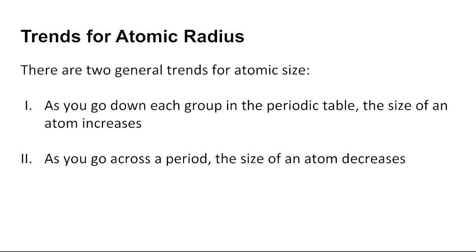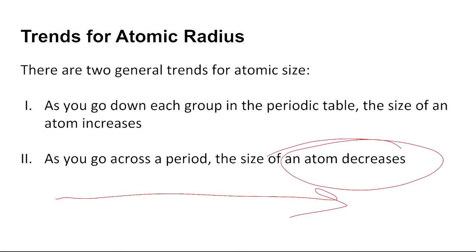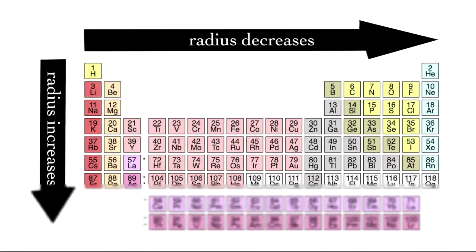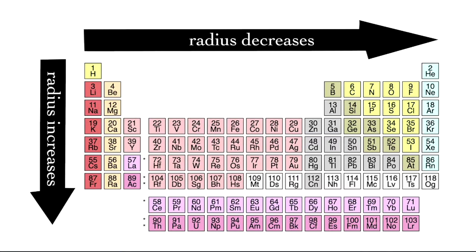So there are two general trends for atomic radius. One, as you go down each group in the periodic table, the size of the atom increases. The second part of this trend is that as you go across from left to right, the size of the atom will decrease. So I have this periodic table here, and it just shows what that trend is. And I'm going to explain in a moment how this works and why this trend actually works.